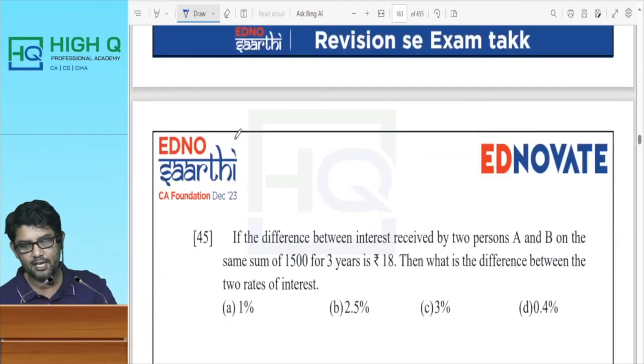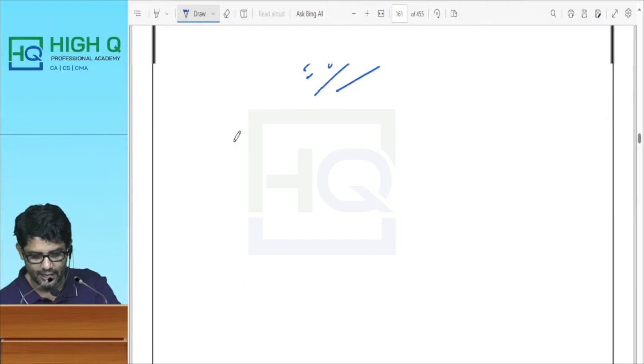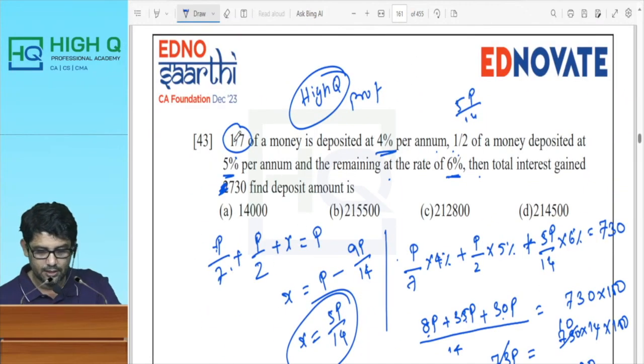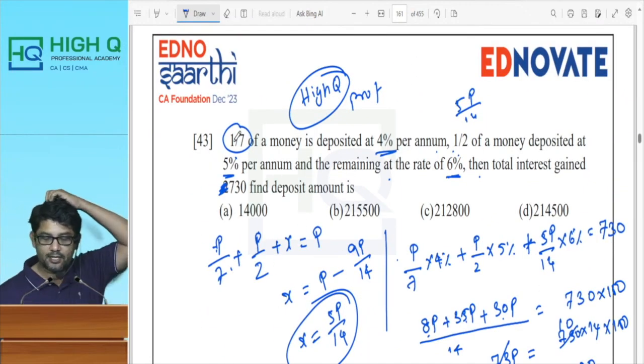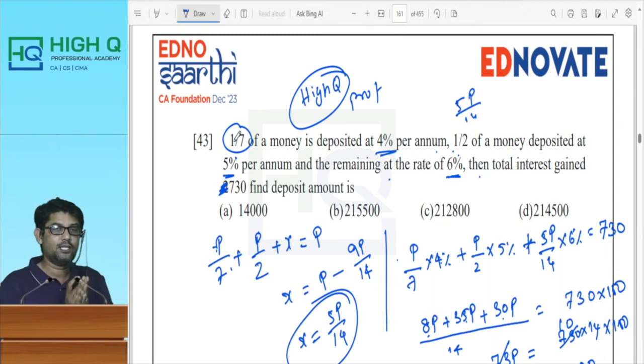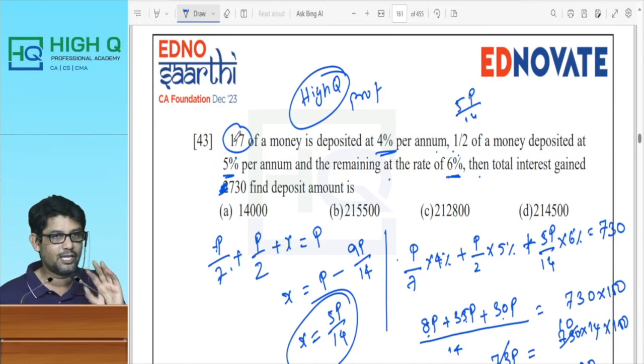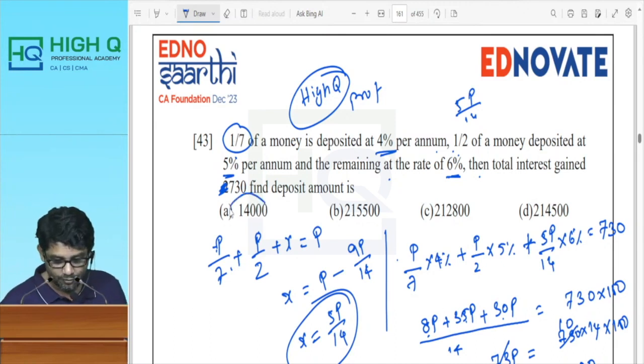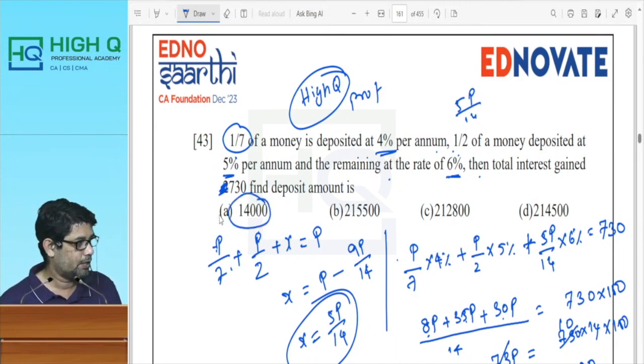Yeah, trial and error method is better, my dear. Yes, you can do trial and error method. Of course, for this question, trial and error method is fantastic. You can go ahead with trial and error method. Nothing wrong in it. I will tell you how to use trial and error method also. See, 14,000 if you take. Okay, 14,000. What is first part of 14,000? It is 1 by 7. 1 by 7 of 14,000 is what?